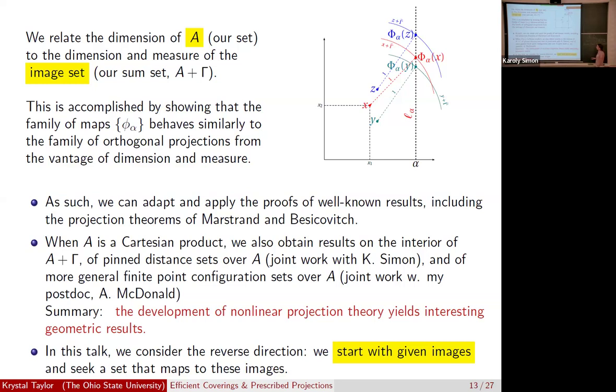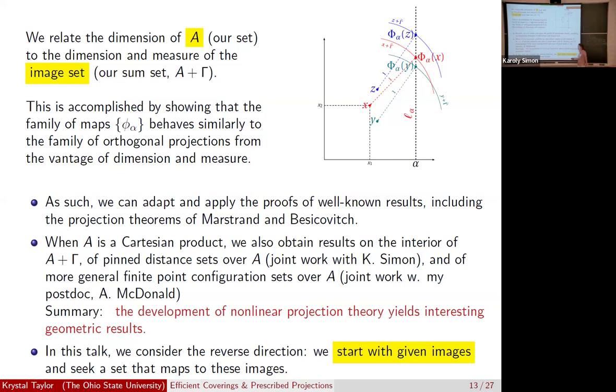When A is a Cartesian product, we also, as a side note, obtain results on the interior of A plus gamma, of pin-distance sets of A, the interior of pin-distance sets, and further of finite point configuration sets over A. So sets of chains and other star-like figures, other finite graphs over our set A. This is joint work with my postdoc. So we can use this similar technology to study all of these geometric problems.